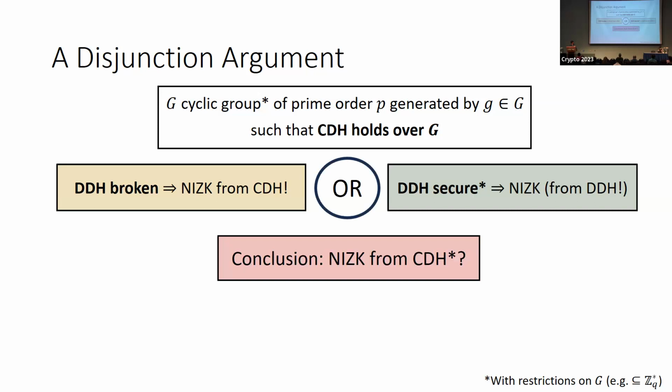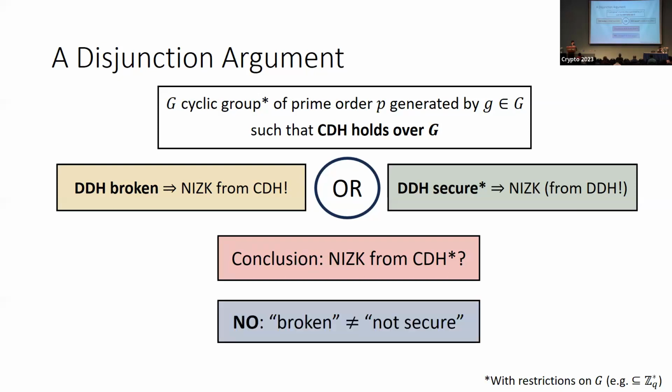So a natural conclusion is that if it's not secure, then it's broken. And so regardless, what I get is a NIZK from CDH. That's a very tempting conclusion to draw, but it turns out that this is not quite true, because of how we formalize security. Not being secure is not the same as being broken in what I said.